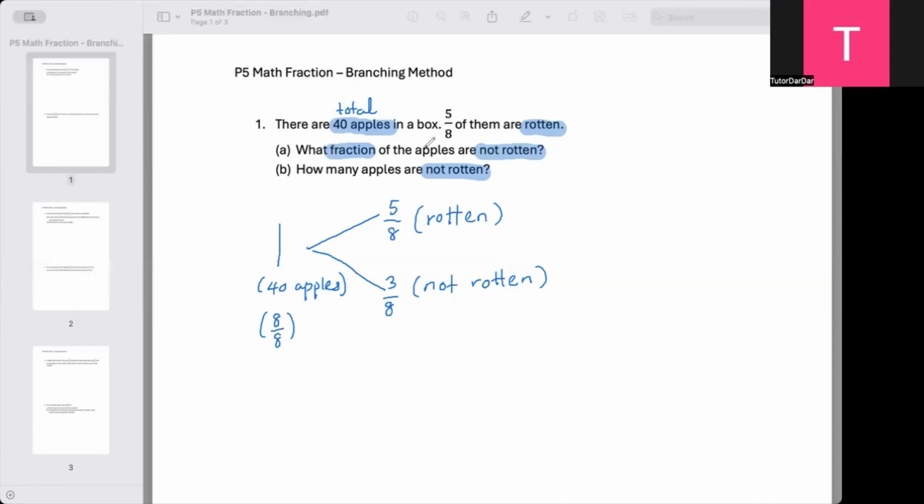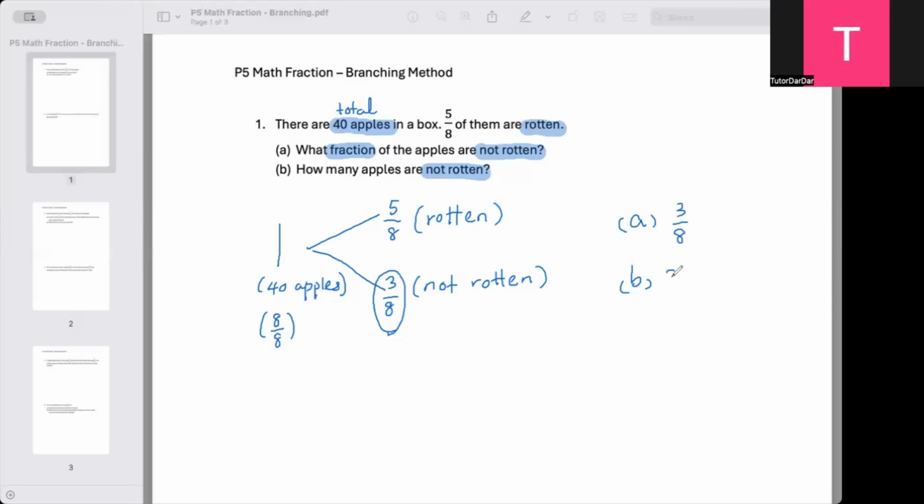So A, what fraction of the apples are not rotten? There, we already found 3/8 is the fraction which is not rotten. So answer A is 3/8. Now, answer B. How many apples are not rotten? So look at this. 3/8 is not rotten, where the 8 is the total of 40 apples.